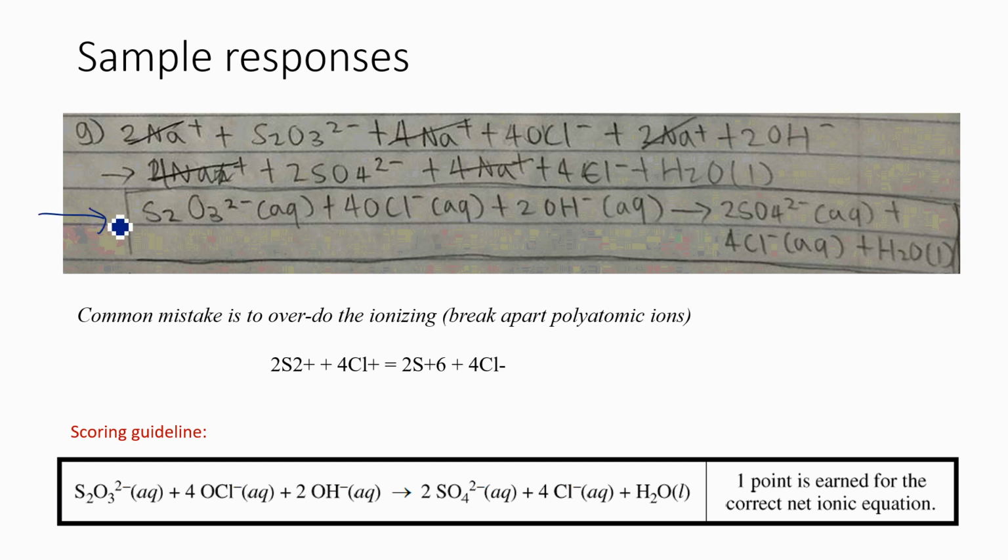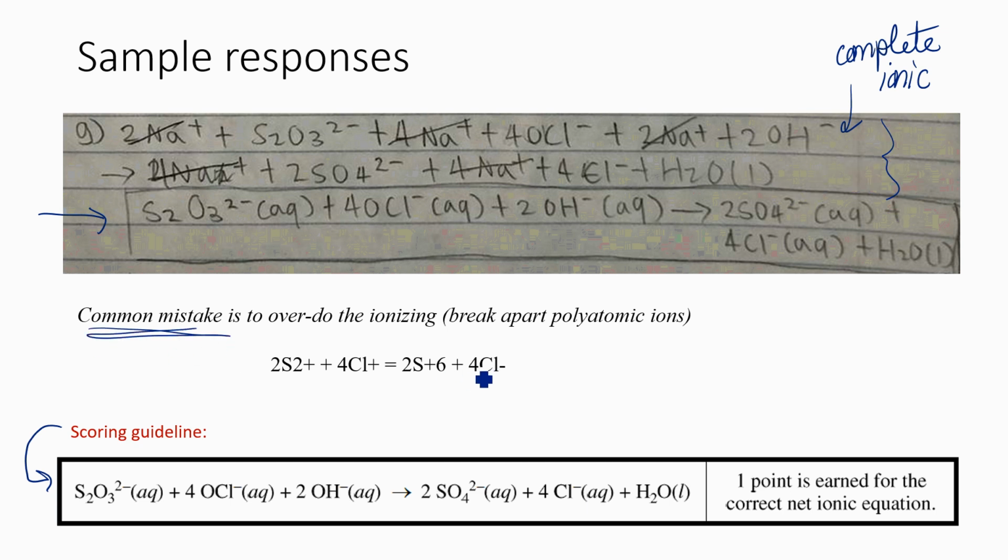So here's one where I wrote it out with what we call the complete ionic equation, where we ionize the things and looked for spectators. And you don't have to write out the complete ionic equation. Notice in the scoring guideline, all they did was show the final answer. This is the correct net ionic equation. But if doing this work helps you, it might help you to write this out there. And the common mistake is to, again, overdo the ionizing.